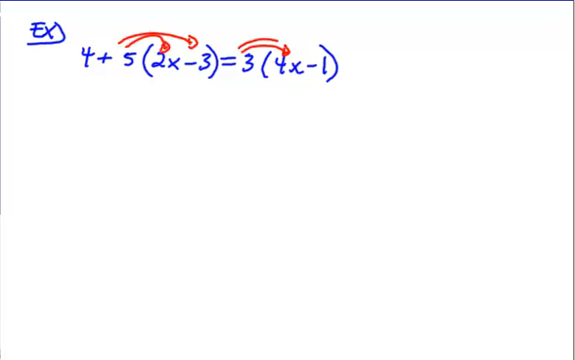Now notice something, I saw this on the test. You can only distribute over a minus or a plus. Don't distribute over divide and stuff like that. That's not the same thing. It only has to be a plus or a minus between the two pieces you're sharing around.